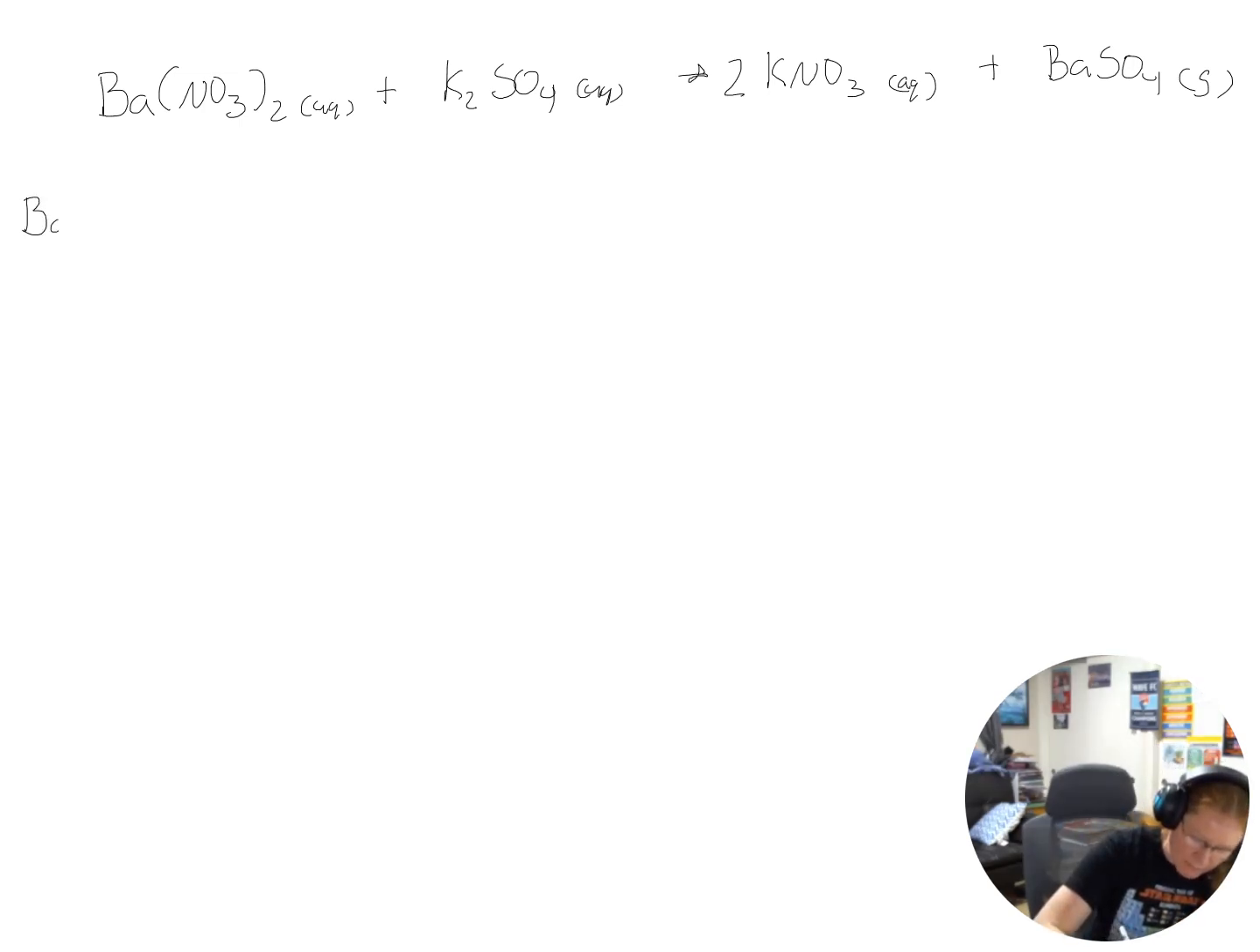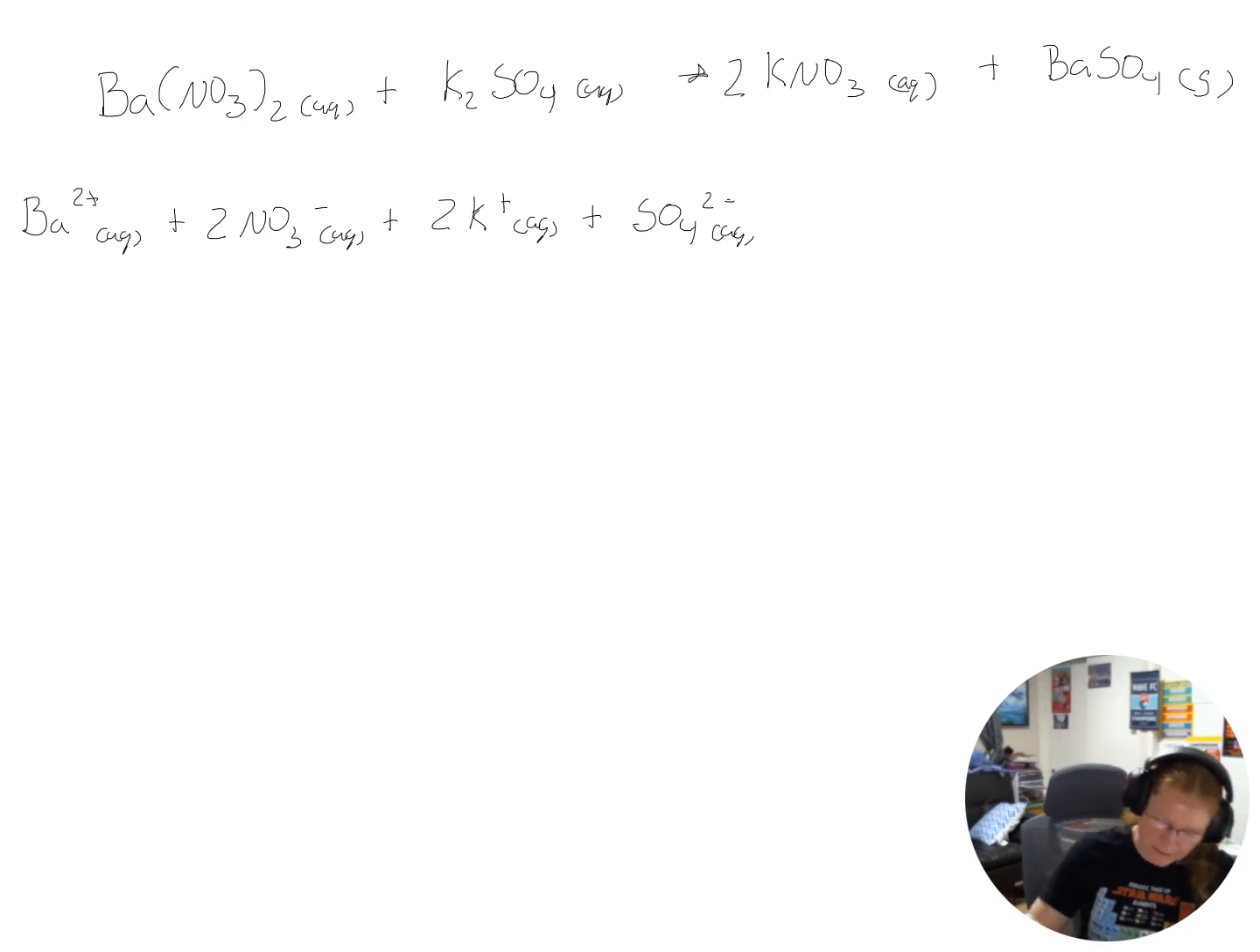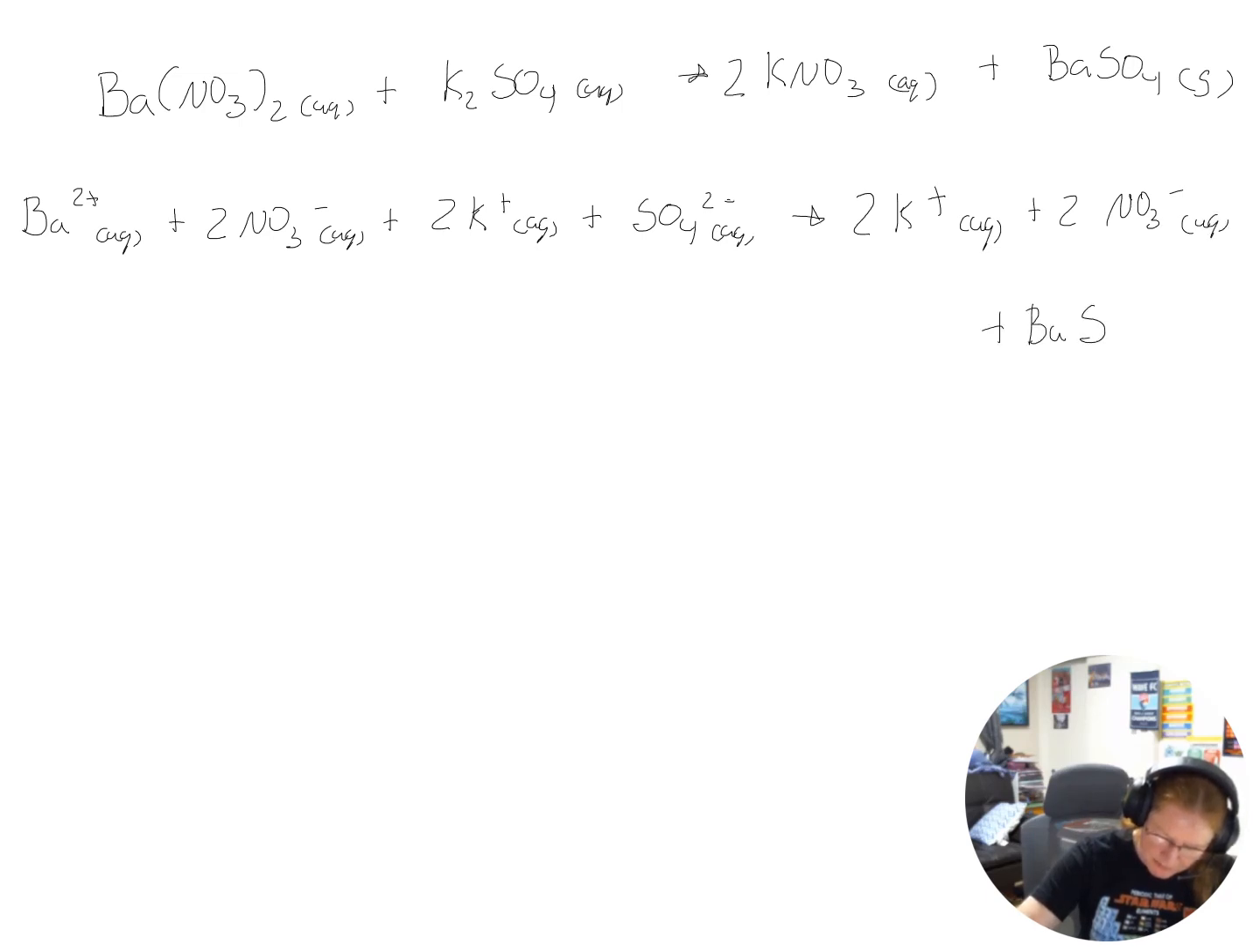Okay, so we've got 1 barium ion, we have 2 nitrate ions, we have 2 potassium ions, we have 1 sulfate ion. Okay, so there's my reactants. Now for my products, I have 2 potassium nitrates, so I still have 2 potassium ions. I have 2 nitrate ions. And then my barium sulfate stays together as a solid. It does not dissociate because it's insoluble.